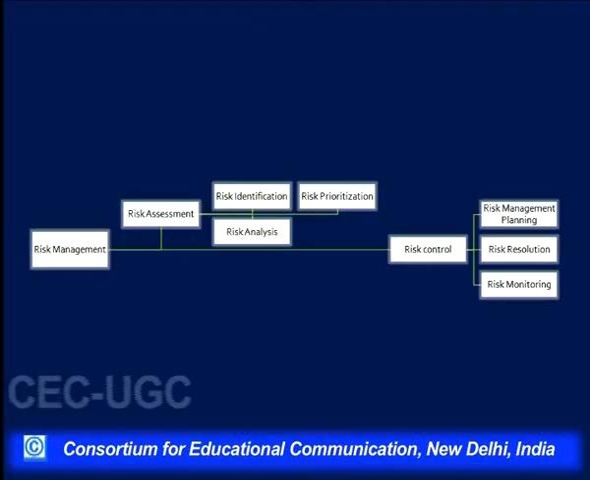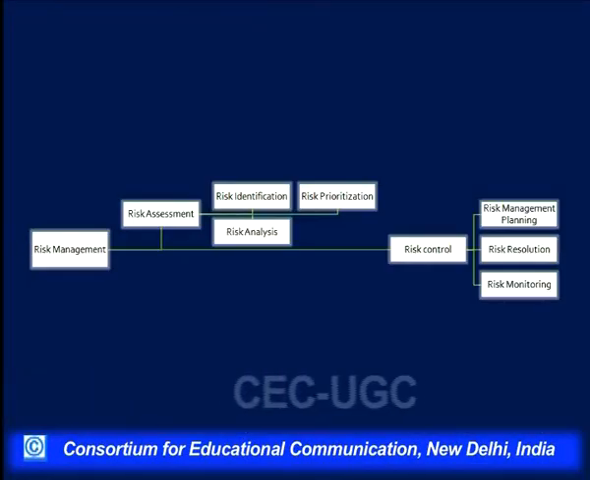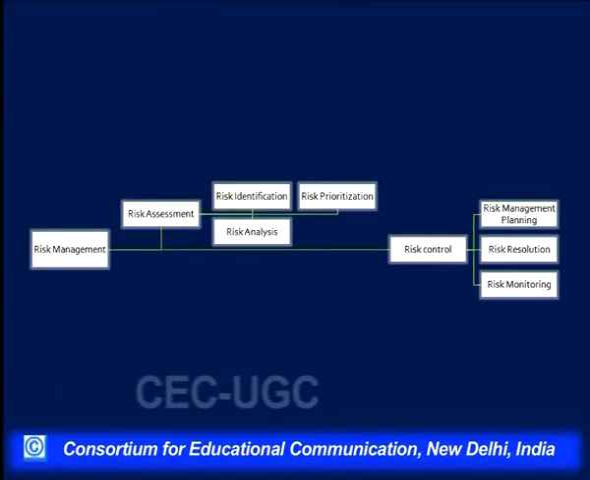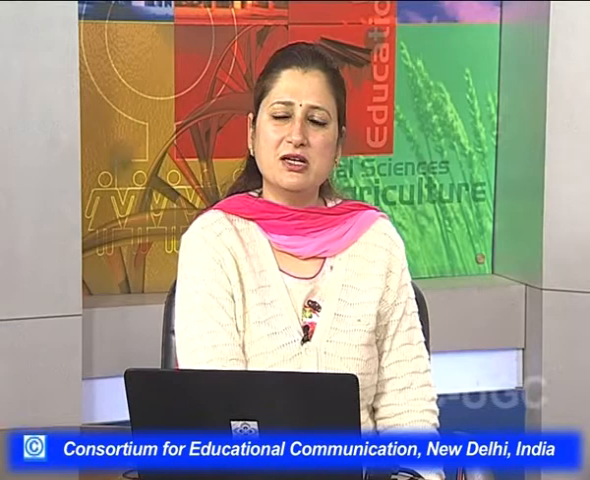Then we have the second strategy, which is risk control. That is, how do we control the probable risks or events which can harm the system. In this case, we can have risk management planning, risk resolution, and risk monitoring. First you keep monitoring the risk, and if it occurs, you have a system for mitigating it, and then a system for resolving it. For example, if a system has crashed, then you have to develop a way so that the system can be brought back to a stable state. These are the two steps we undertake in risk management.